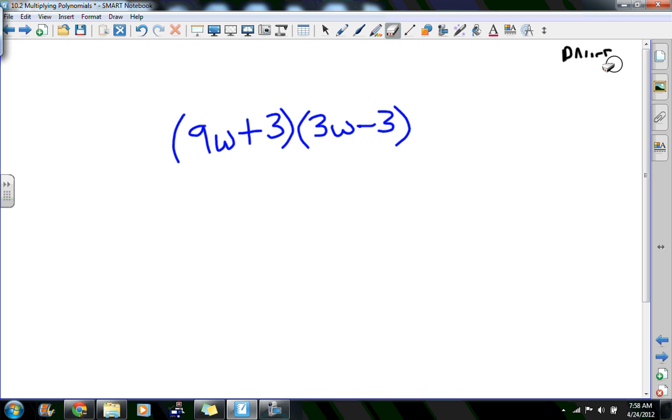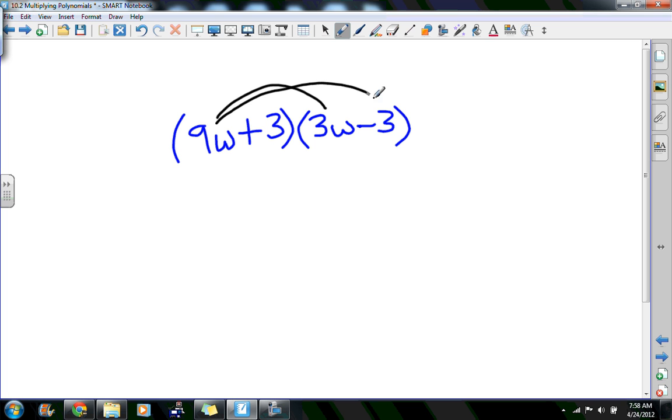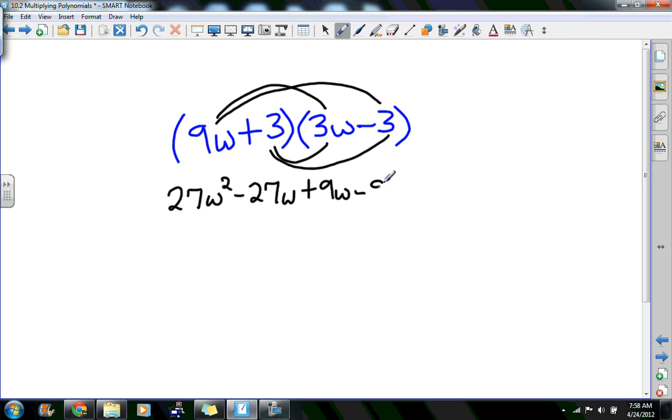Okay, let's see how this one went. So we're going to distribute in the 9w first. 9w times 3w is 27w squared. 9w times negative 3 is negative 27w. Now we distribute in the 3. 3 times 3w is 9w. And 3 times negative 3 is negative 9.